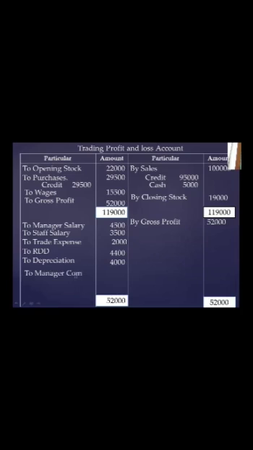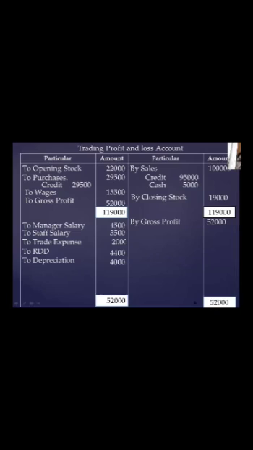You see here, manager commission is equal to 33,600 into 5 divided by 105. You see here how I calculated this. This is the information. Remaining items are 2: one is net profit, another is manager commission. Leaving these 2, I close the account.